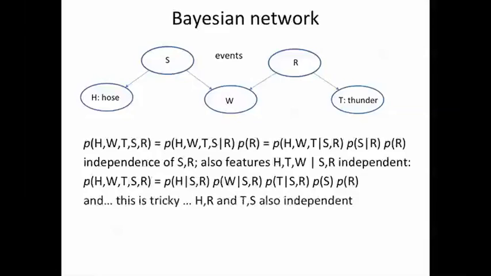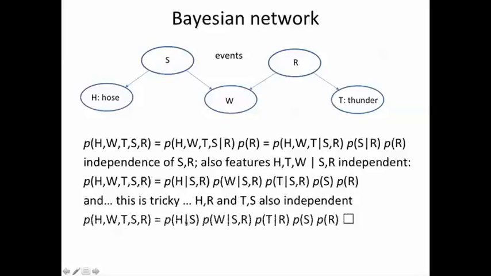Now, this part is tricky. H and R are also independent because the probability of a hose lying on the ground doesn't depend on whether it's rained. The probability of thunder occurring certainly doesn't depend on whether the sprinkler has been put on. So these two terms can be replaced by the probability of H given S and the probability of T given R.